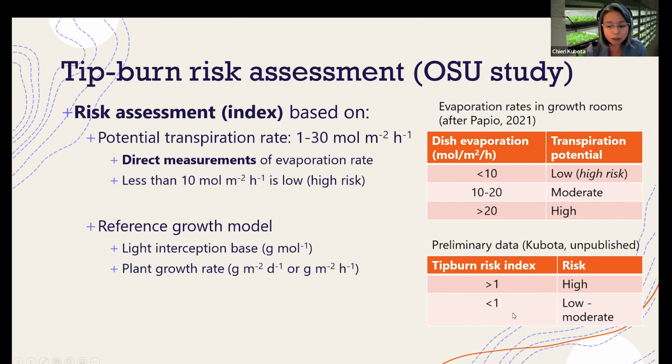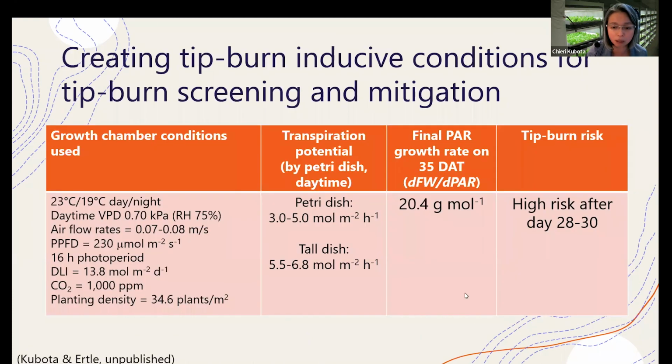I like to have an index something like that. Greater than 1 is a high risk. Smaller than 1 is a low or moderate risk. So that way, I think it can help to decide on selecting certain cultivars or introducing some mitigation measures in your facility.